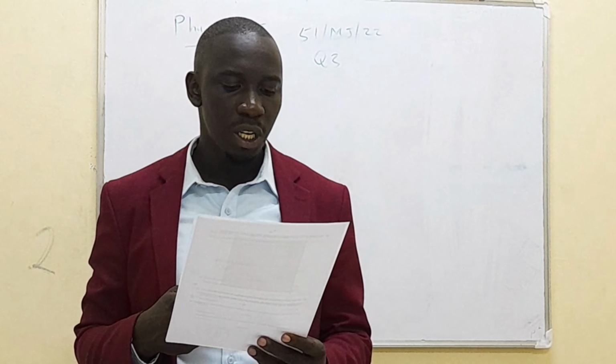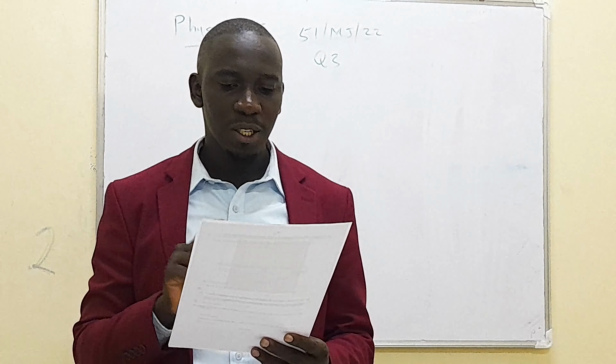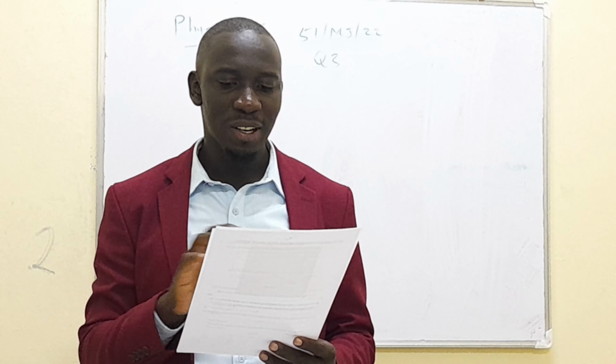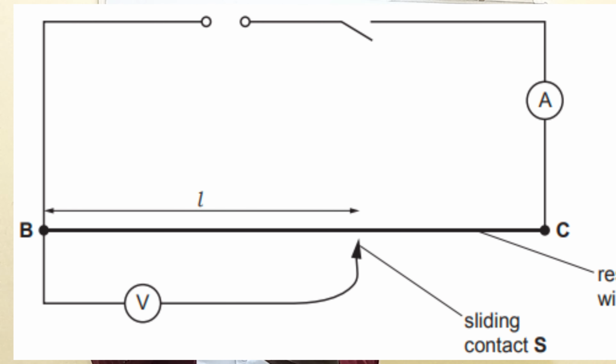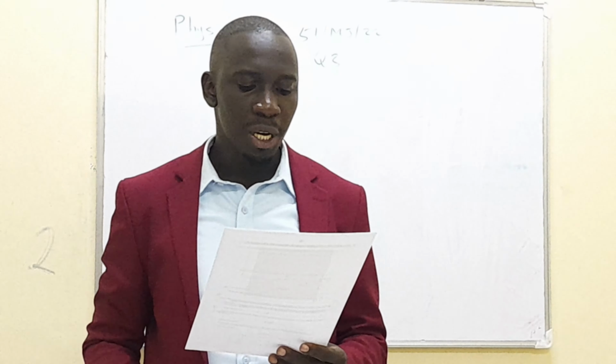The first instruction is to close the switch and measure the current I in the circuit. That is without the sliding contact, so just connect B to C, and without connecting the voltmeter. You just connect that as shown, and then you get the reading of current. Place the sliding contact at distance L equal to 5 cm from B. Measure and record in table 3.1 the potential difference V across the length L of the resistance wire BC.